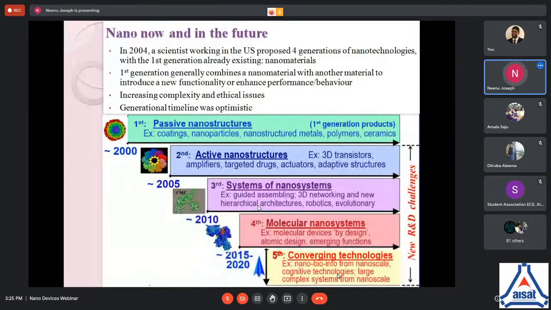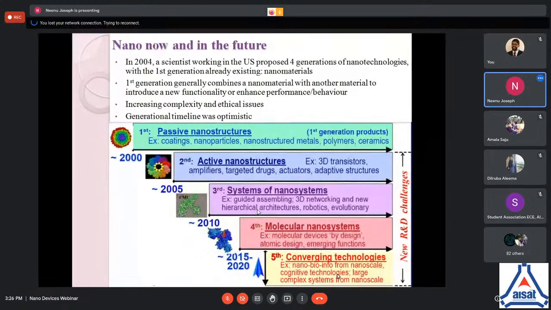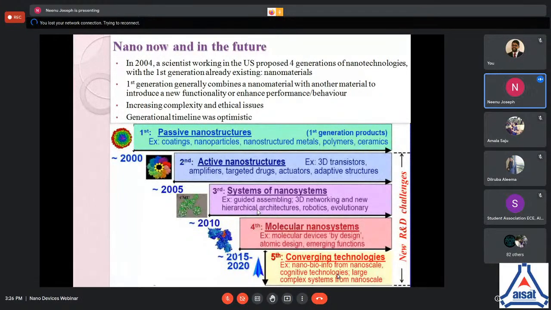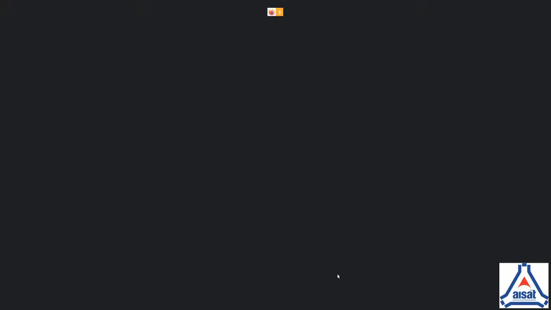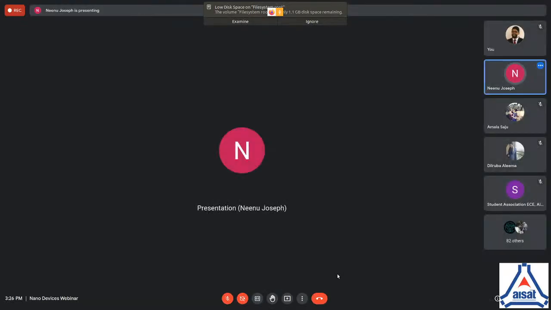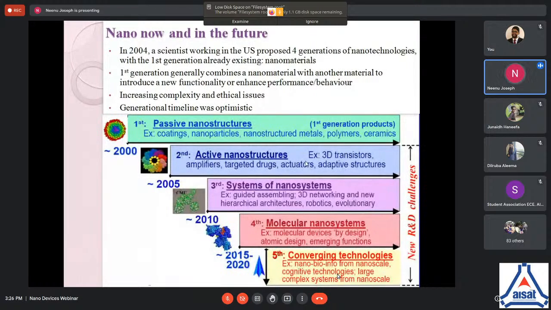Nano now and in the future. In 2004, a scientist working in the US proposed four generations of nanotechnologies, with the first generation being already existing nanomaterial. First generation generally combines a nanomaterial with another material to introduce a new functionality or enhance performance behavior. Complexity and ethical issues. The generational timeline was optimistic. First of all, they introduced the fourth generation and now we are on the fifth generation.